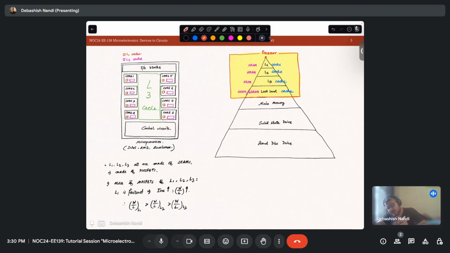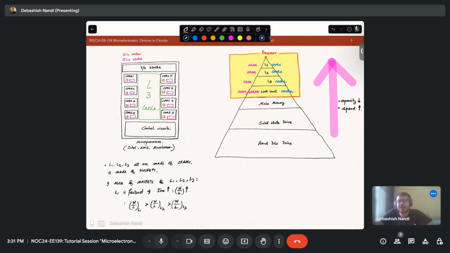So we can conclude that, as we move up the ladder, my capacity reduces and speed increases. Okay, so these two we have to remember very carefully, or we have to understand why this is happening.